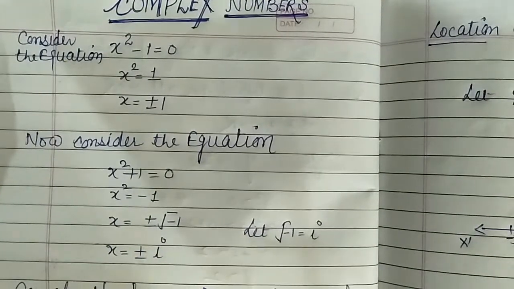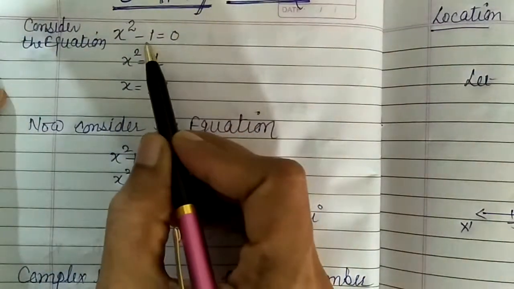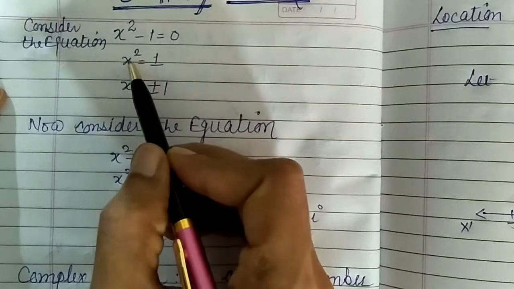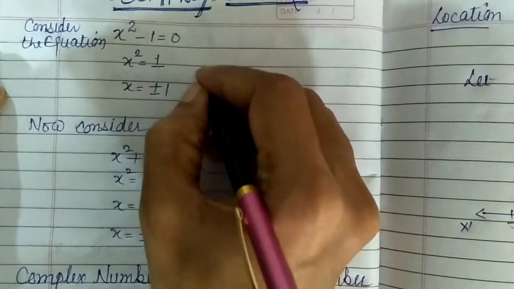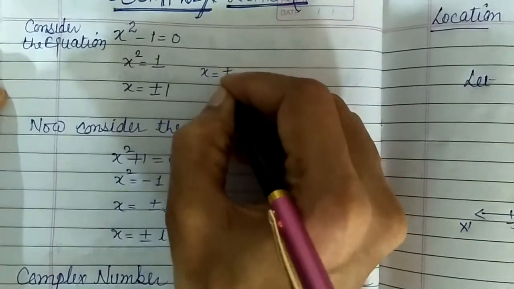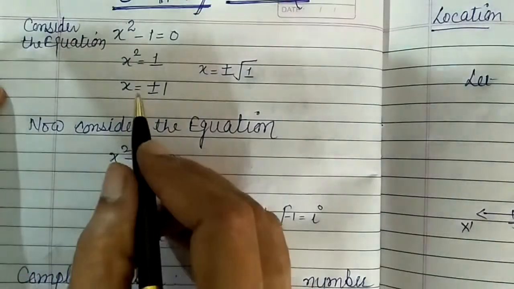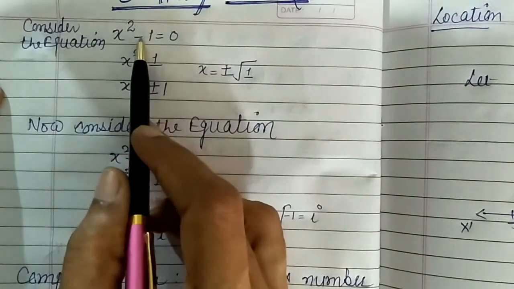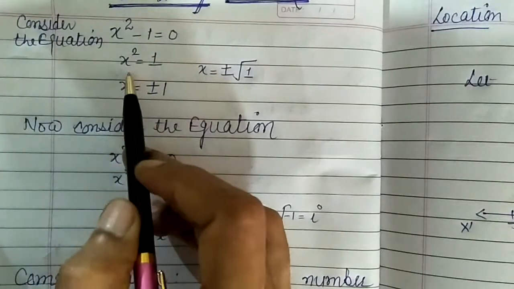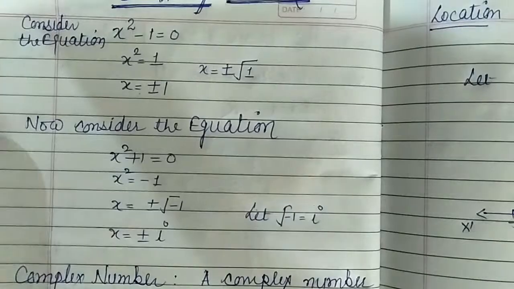First we are trying to solve this equation, a 2-degree equation, x square minus 1 equal to 0. Shifting 1 to the right hand side, we get x square equal to 1 and x is equal to plus minus square root of 1, that will be equal to plus minus 1. This is a quadratic equation, so we have two solutions, and those two solutions are plus 1 and minus 1.